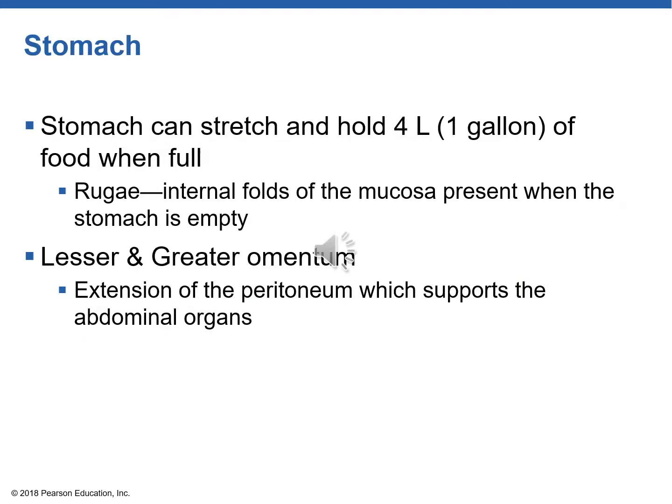We're introducing the lesser and greater omentum here. These do support the abdominal organs and are extensions of the peritoneum. They're made up of fat, connective tissue, and blood vessels. And one could think of them as drapes on the anterior of the abdominal organs and supportive tissue.